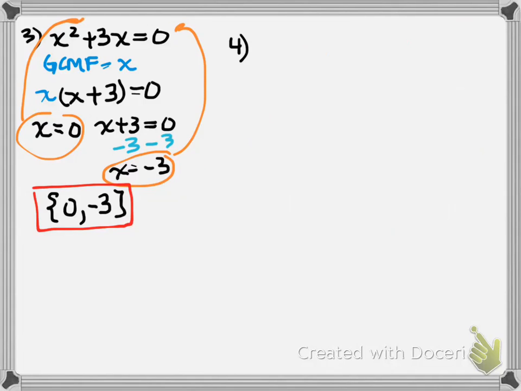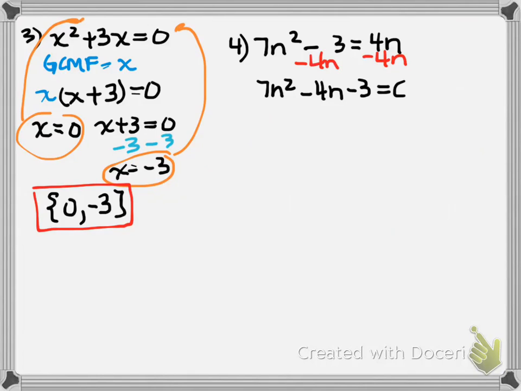All right, now we're going to get even more mean. 7n squared minus 3 equals 4n. All right, so what's wrong with this one? Yeah, it's not equal to 0. So that's job 1, is we have to get it to equal 0. So let's go ahead and subtract 4n from both sides. And the thing to remember is we got to put it in descending degree order. So I have 7n squared minus 4n minus 3 equals 0.